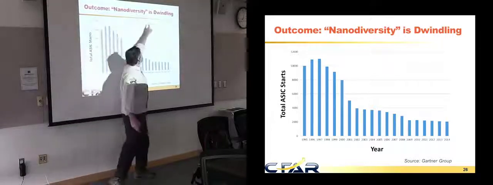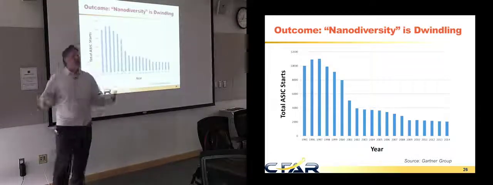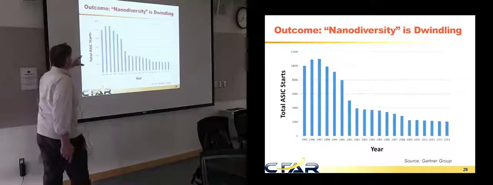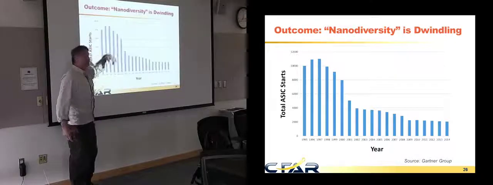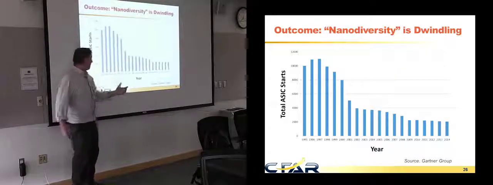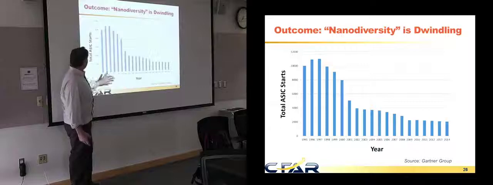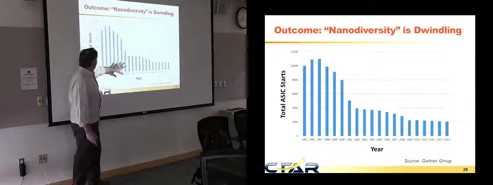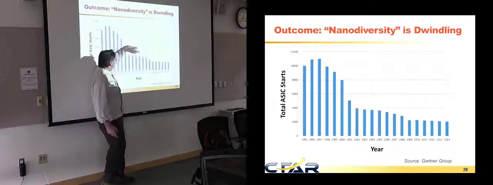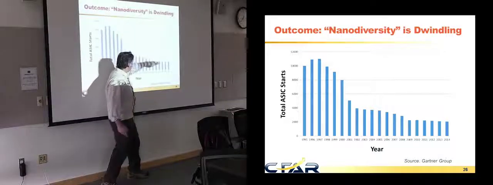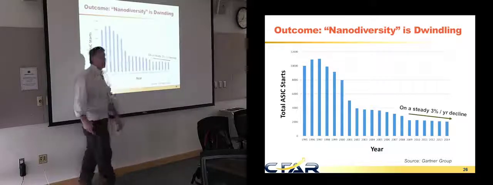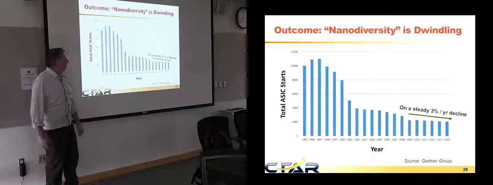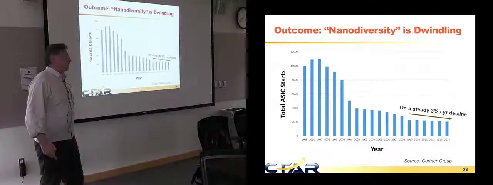Because of this really expensive cost, design diversity, the number of designs in the world, is steadily decreasing over time. This is ASIC starts over time. This is the number of unique designs started in a particular year. Back in the late 90s, there were about 10,000 designs started per year. And then with the dot-com bust, there was a huge drop off, and we've been on a pretty steady decline. Today, we're on roughly a 3% decline per year in new ASIC starts. And we're at about 2,000 in the last year.